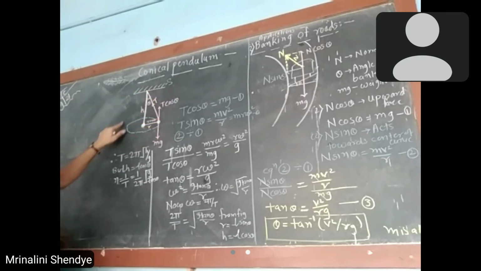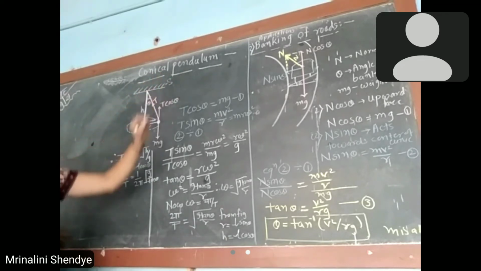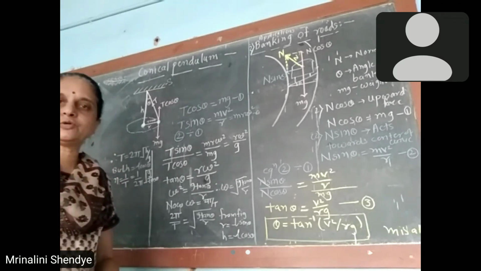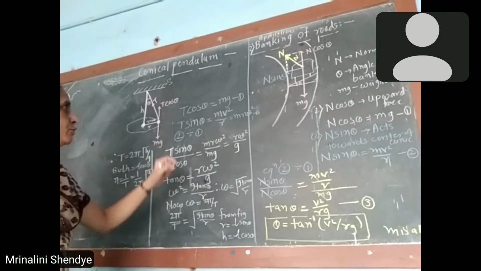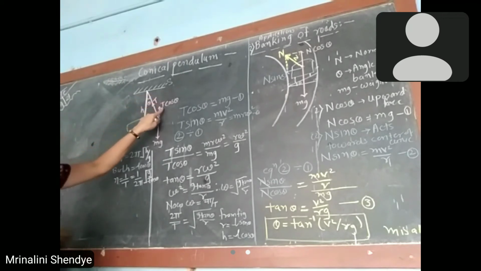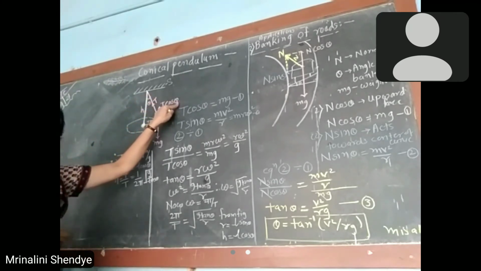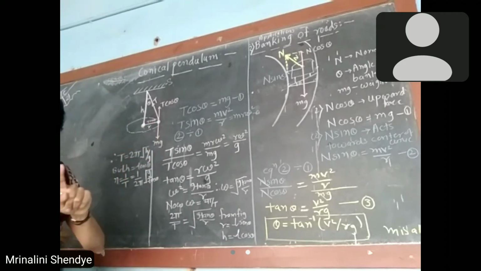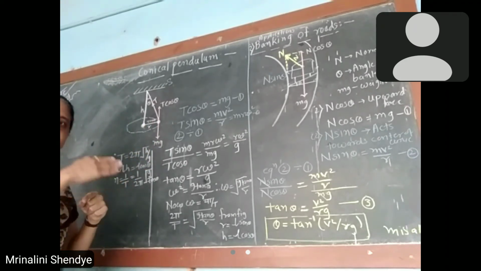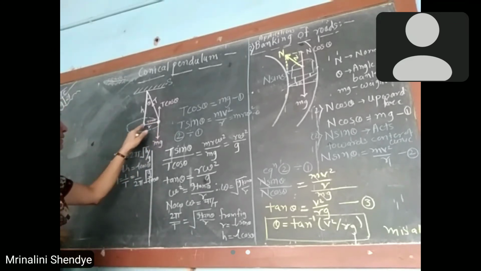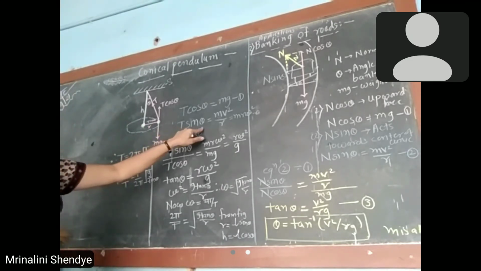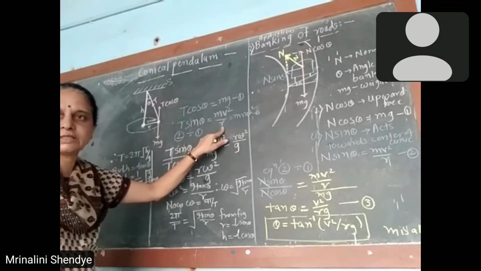This is called the conical pendulum, and we have to see which types of forces act on that conical pendulum. The first force is T cos theta, which is balanced with the force mg. The second force has a component towards the center as well, and that's why T sin theta is equal to mv square upon r.